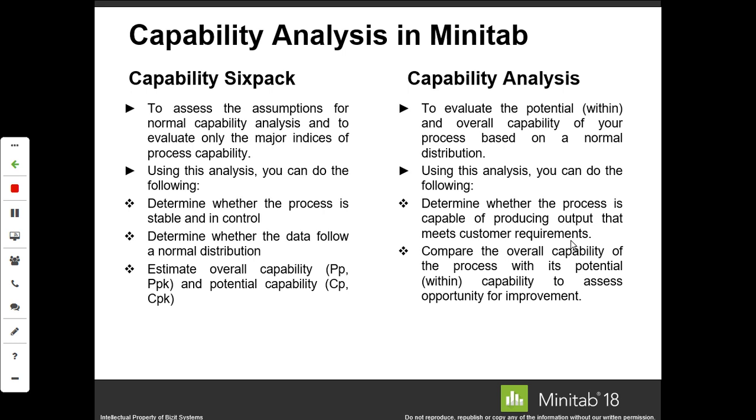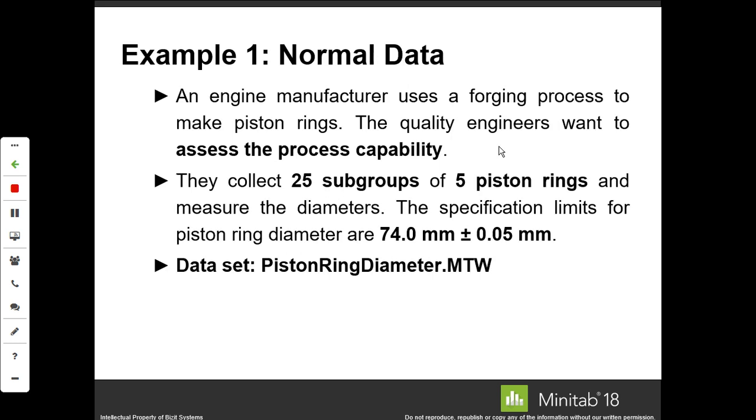For the capability Sixpack, Minitab directly provides the assumptions, which appear here: your normality test and your process control. For the capability analysis, they provide only the capability analysis, with no assumption check for normality or for control type. So this one is where we have normal data.